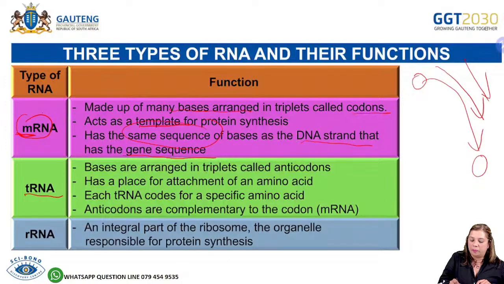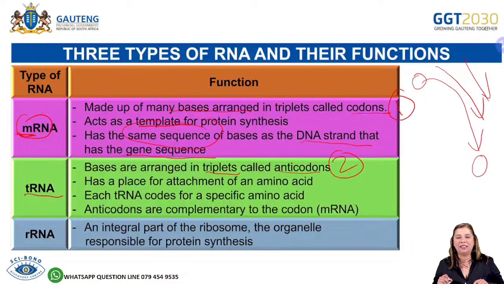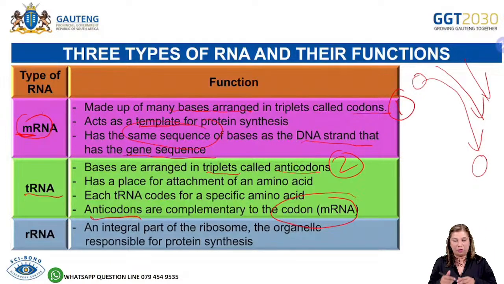Bases are arranged in triplets called anticodons. So now notice, the one was codons, isn't it? And the other one is anticodons. So we know that these two are going to be connected in some way. It has a place for the attachment of the amino acid. Each transfer RNA codes for an amino acid. Anticodons are complementary to the codons. See, I wasn't lying. Anticodons are complementary. That means they're going to fit together and complement each other. Does it mean they're going to be the same? No, they're going to complement each other.